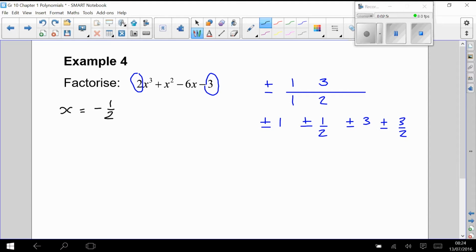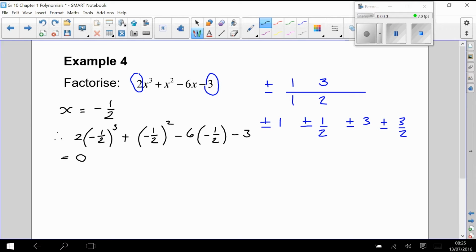If I substitute minus a half into my expression, I'm going to get 2 times minus a half, all cubed, plus minus a half, all squared, minus 6 times minus a half, minus 3. Now, if you work that out on your calculator, you'll find very conveniently that we have got a 0 answer. In other words, that number, when x equals minus a half, is going to help me to get my first factor. But what would my first factor be equal to?